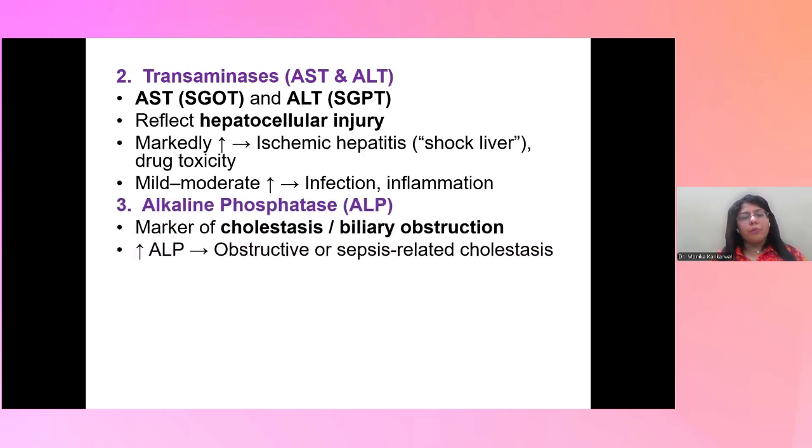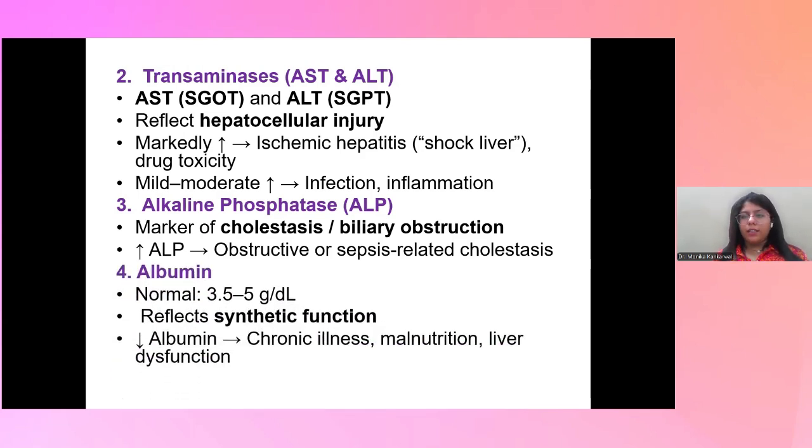Now, the third component of the LFT is alkaline phosphatase, which is a marker of cholestasis or biliary obstruction. If there is an increase in alkaline phosphatase, it tells you that the patient might have obstructive or sepsis-related cholestasis. So you can accordingly start the treatment so that the cholestasis can be relieved, the obstruction can be relieved, and the sepsis-related cholestasis can be cured, so that we can prevent clinical deterioration of the patient.